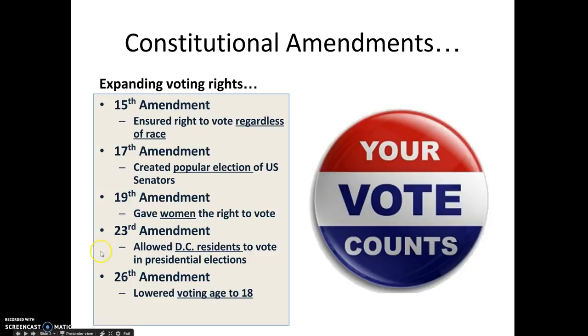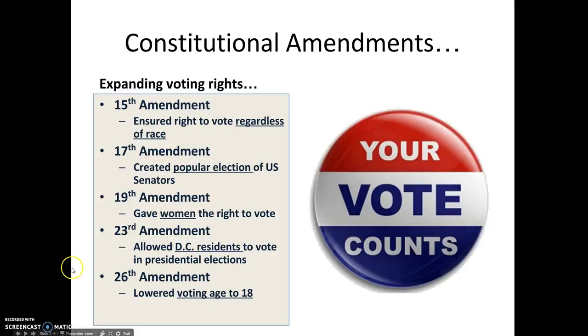The 23rd Amendment expanded voting rights into the District of Columbia. Washington, D.C., people who lived there were not technically living in a state. They're living in a district. Prior to the 23rd Amendment, they did not have the right to vote in presidential elections. And this problem was corrected with that amendment that directly gives Washington, D.C. residents the right to vote for president.